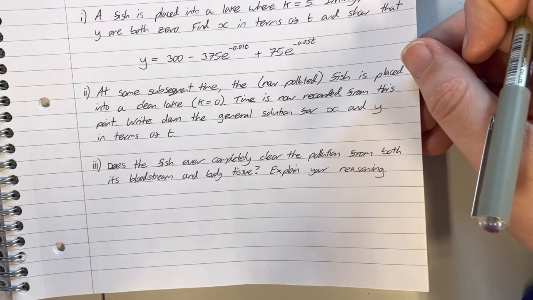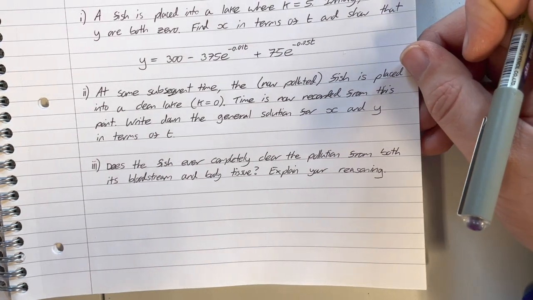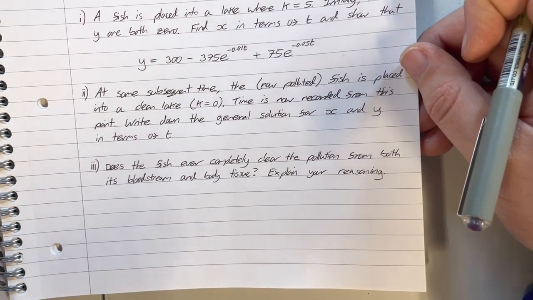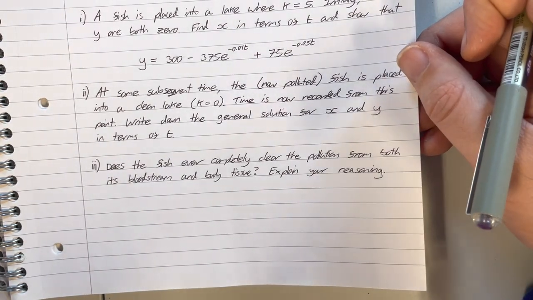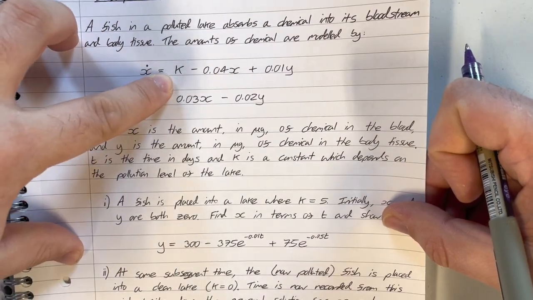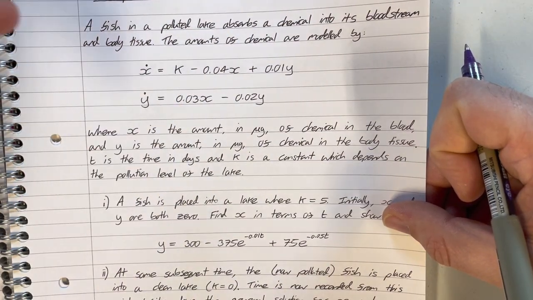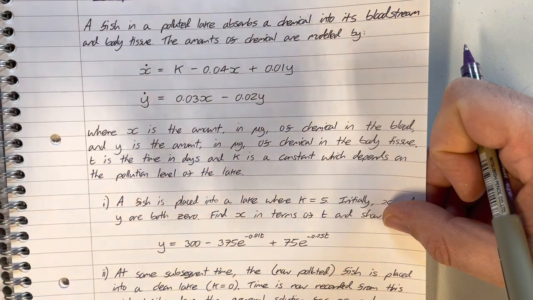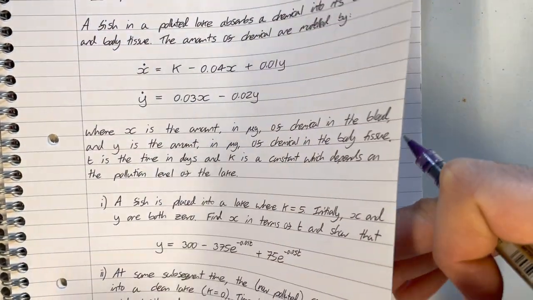Okay, part 2. At some subsequent time, the now polluted fish is placed into a clean lake, that is, when k is 0. Time is now recorded from this point. Write down the general solution for x and y in terms of t. So this is going to be exactly the same system of differential equations, except now k is 0. So you'd expect the general solutions to be exactly the same, but k is 0.